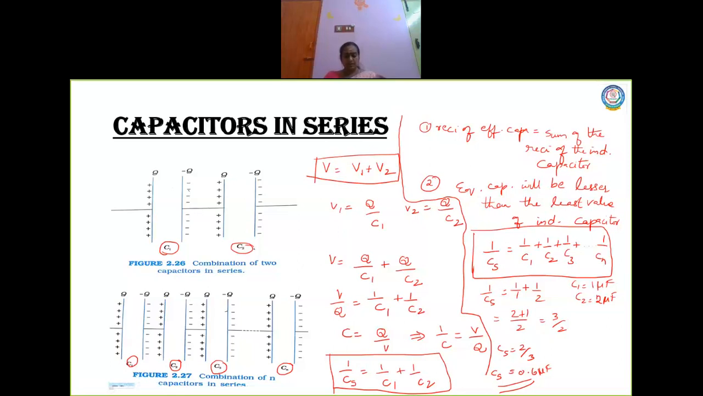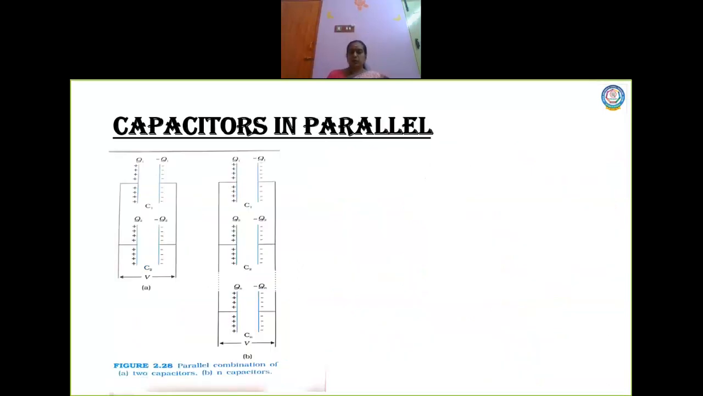The third one is, of course, what is the third one? The charge remains the same, and which alone will be varying? The potential difference. The potential difference alone will be varying, and that is also inversely proportional to its capacitance. So these are some of the conclusions which we get when capacitors are connected in series. Okay. Now next we'll move on to capacitors connected in parallel.